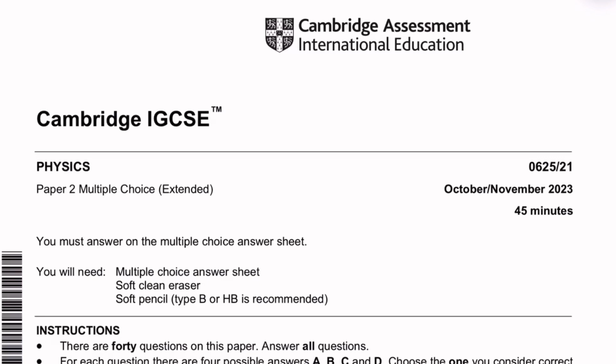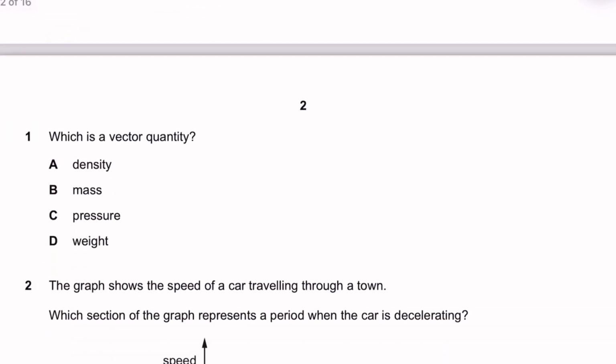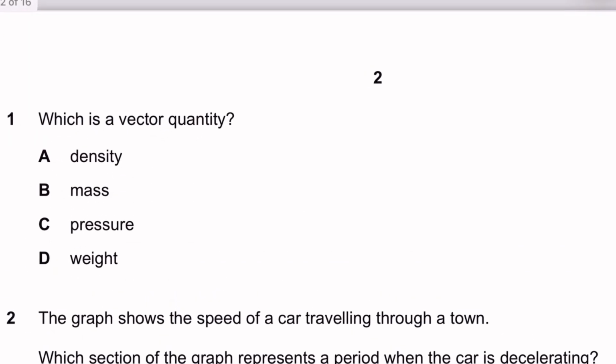Hey guys, today we're gonna solve Cambridge IGCSE Physics February 21, October/November 2023. Question 1. Which is the vector quantity? So vector quantity is that quantity that has both magnitude and direction.